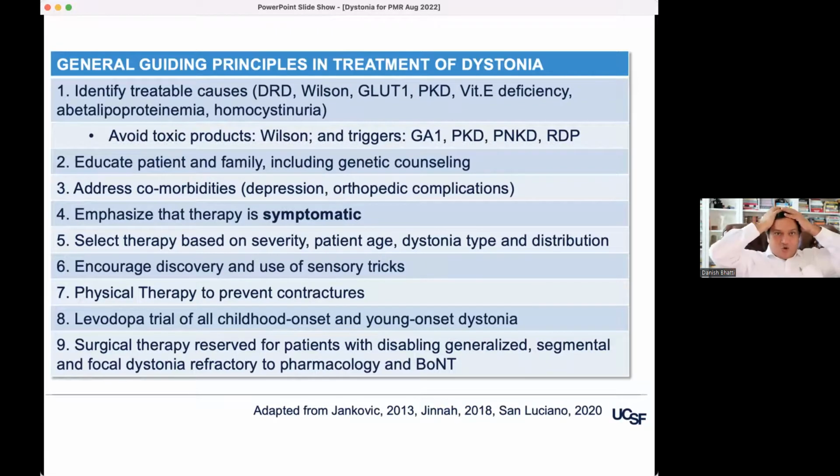So if you have to really hold your head from shaking, that is not a sensory trick. But if you just touch your head on the back and stop your head shaking, then that is a sensory trick. And then, of course, physical therapy is often very helpful.